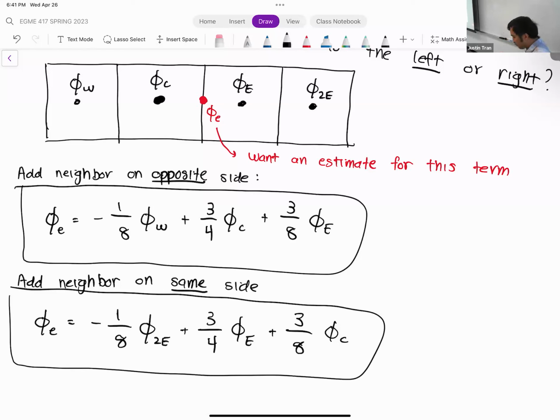So you can see that the coefficient values are the same. In both versions, we have a minus 1/8, a positive 3/4, and a positive 3/8, right? So those values stay the same. It's just that which phi values, or which neighbors, we put them on depends on where we're adding the extra neighbor. Okay. All right. Any questions on this?